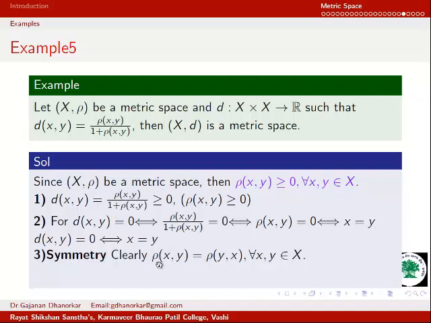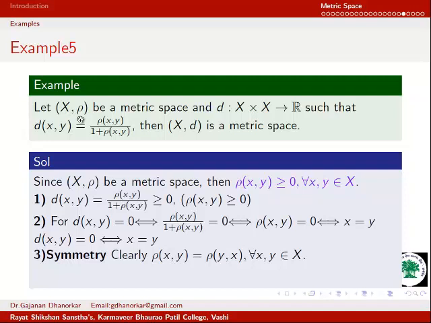Here rho is a metric, therefore rho of xy is equal to rho of yx. We are knowing this. Now I will consider first d of xy and we will prove that this is equal to d of yx.